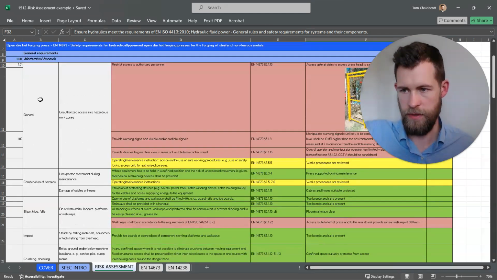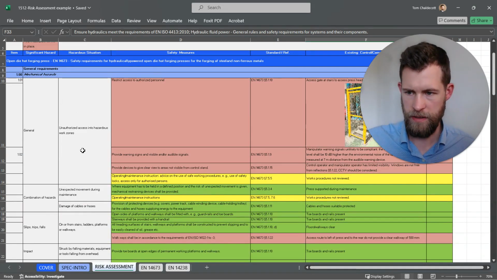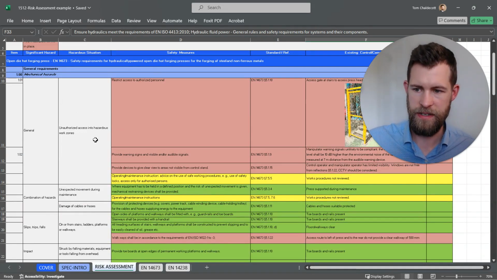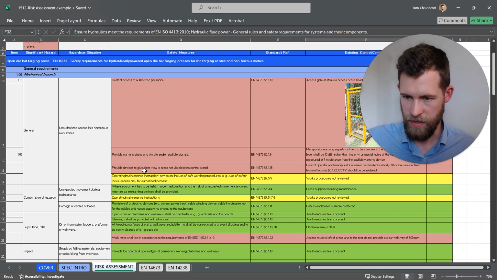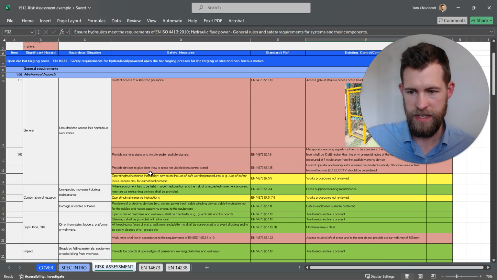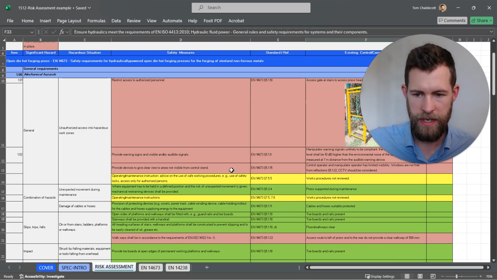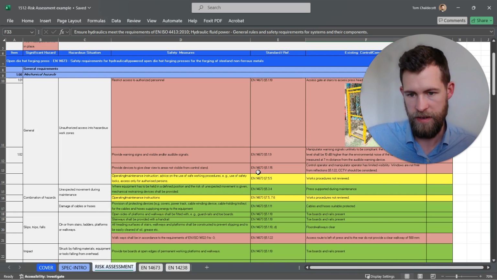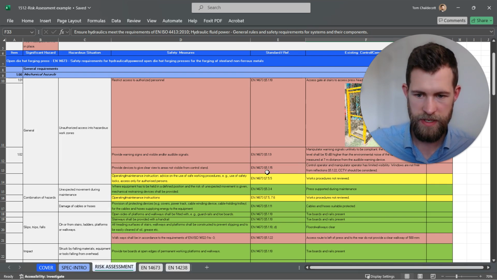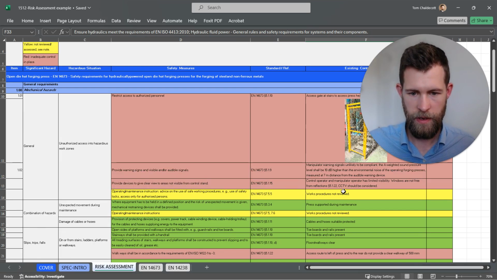So an example of that: in general, thinking about mechanical hazards, unauthorized access into hazardous work zones. There's a requirement to provide devices to give a clear view to access not visible from the control stand. We were looking at that for the manipulator, I think it was 5.1.10. This is from the control stand looking at the forge itself. This is within, again, 14673, section 5.1.15.